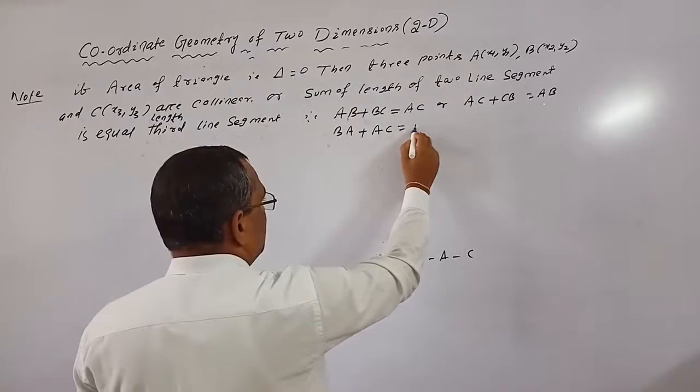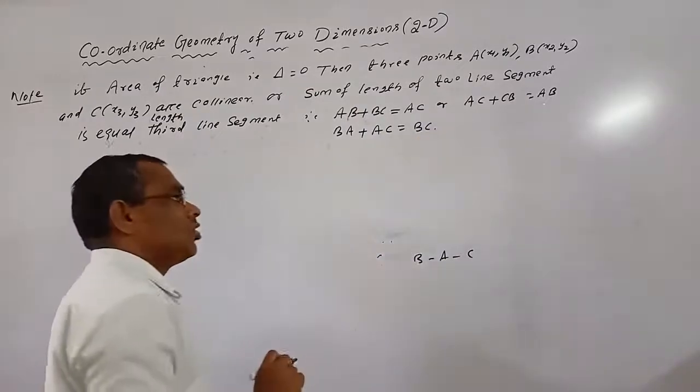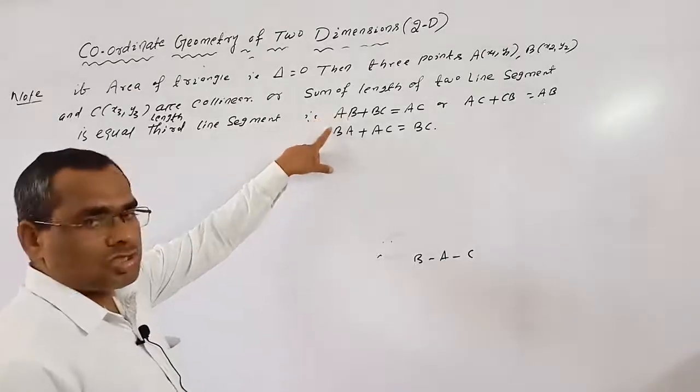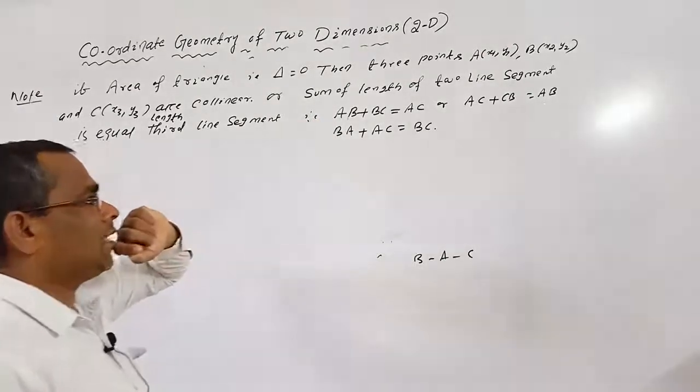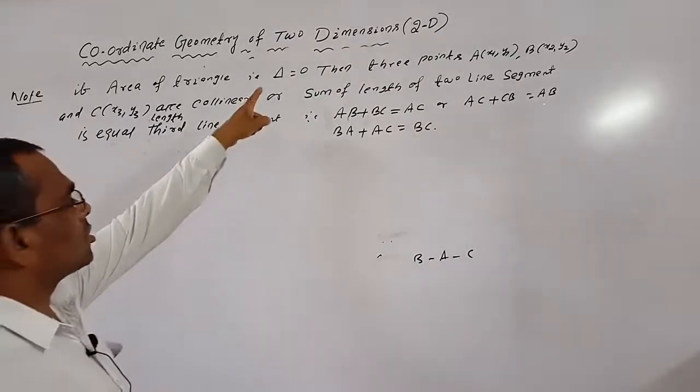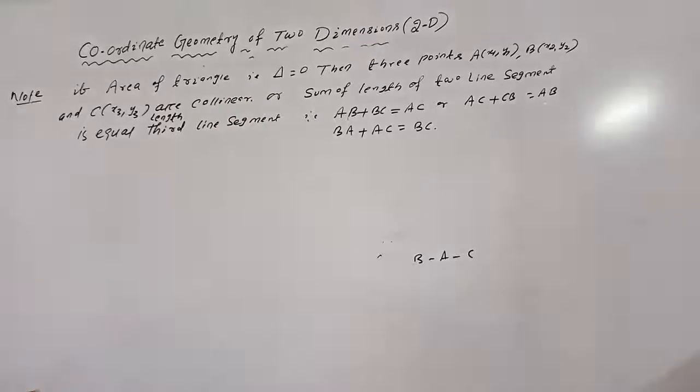AB plus AC equal to BC. Okay. So if you use the distance formula, one condition must be satisfied by 3 points that are collinear, or by the help of the area of the triangle, the area must be 0. If the area of the triangle equals 0, then we say the 3 points are collinear. Okay.